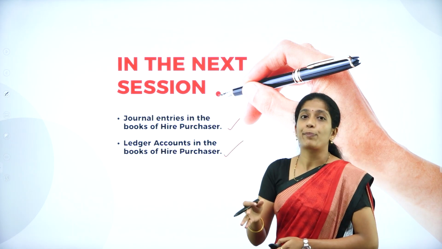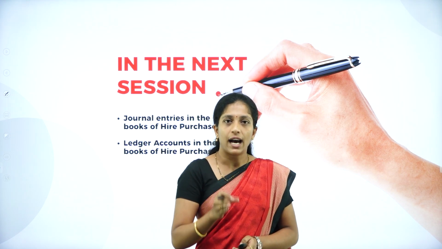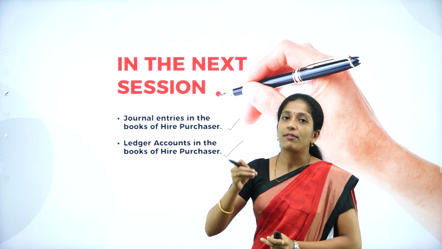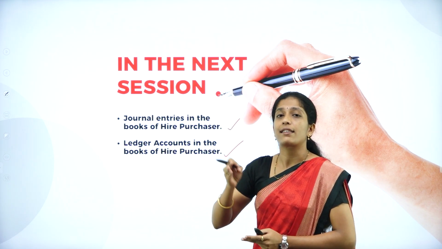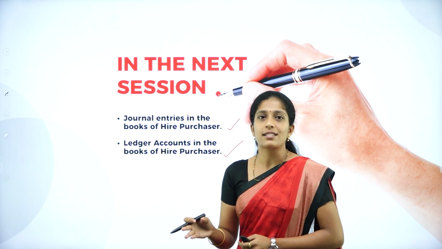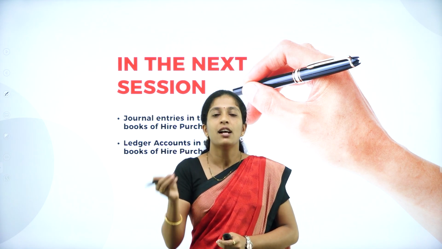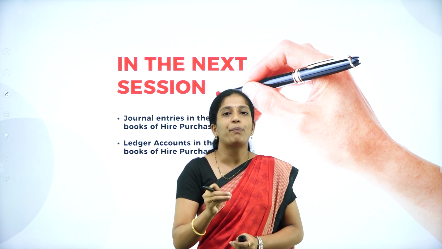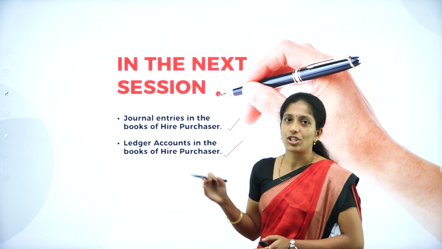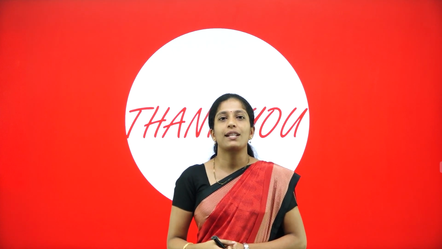So we have solved a problem today that is relating to journal entries in the books of hire purchaser. So in my next session, we shall solve a problem where we shall have both journal entries and ledger account in one problem. So normally they will not ask both in one problem, that is journal entry as well as ledger account. So in order to understand properly, first we shall go through journal entries, next we shall go through ledger accounts.